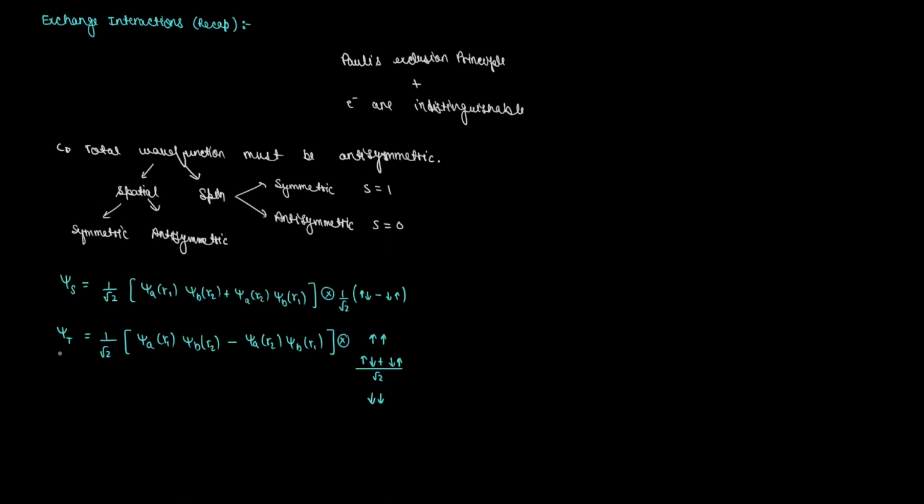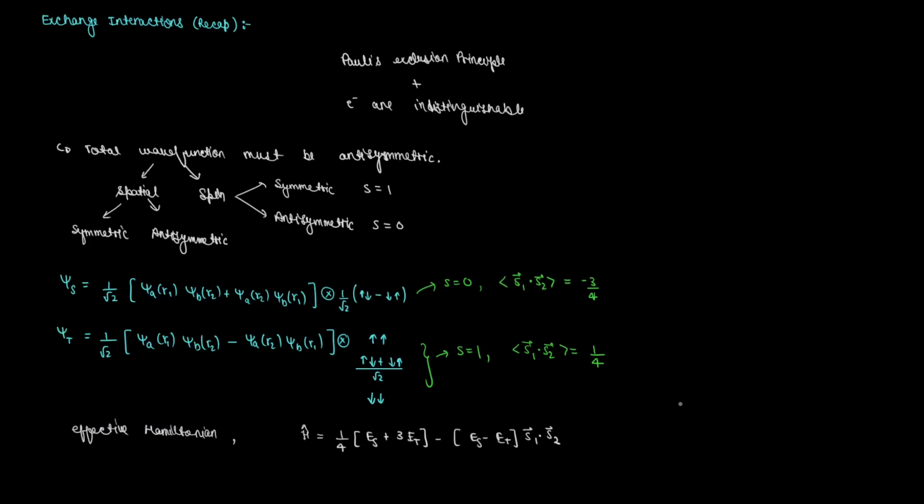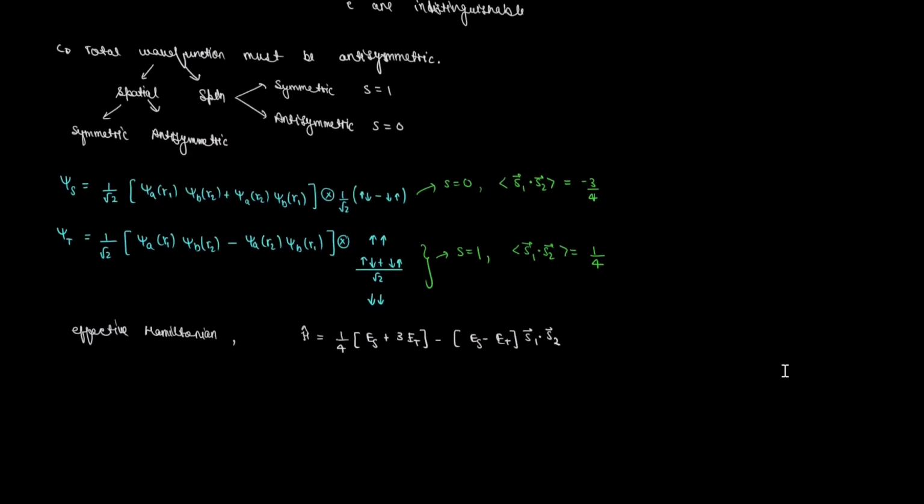Here, the wave function for the singlet state is given by psi s, and the wave function for the triplet state is given by psi t. So for the singlet state s equal to 0, the expectation value of s1 dot s2 was minus 3 by 4. For s equal to 1, the expectation value of s1 dot s2 is equal to 1 by 4. Using this, we have written the effective Hamiltonian as the summation of a constant term and a spin-dependent term. So finally we got the spin-dependent Hamiltonian as minus 2j s1 dot s2. Here j is the exchange integral and its value can be positive if the triplet state is favored, and this corresponds to ferromagnetic ordering. Also, its value can be negative when the singlet state is favored, and this corresponds to antiferromagnetic ordering.